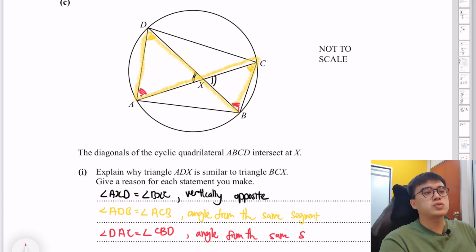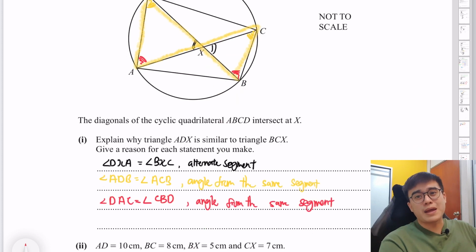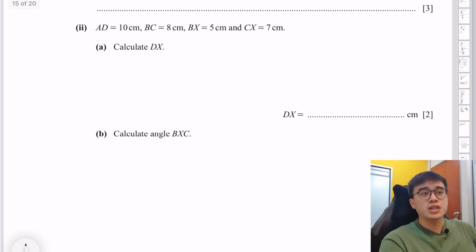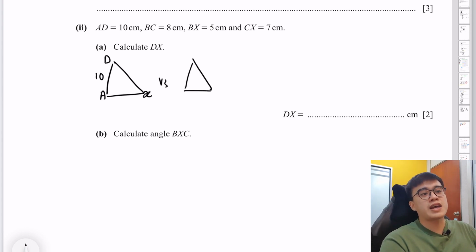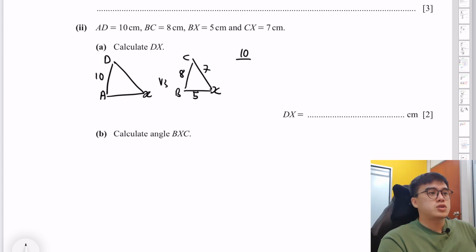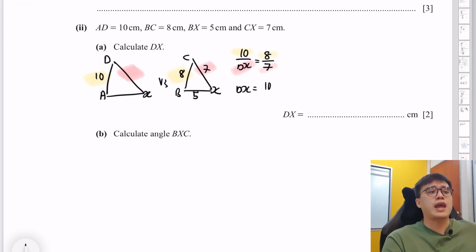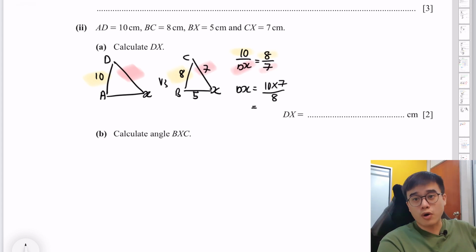So for part 2, they are using the mathematically similar calculation. For easier calculation, I will always draw it out over here. So we have DAX, then I labeled the 10, comparing to CBX with the 8, 7, and 5 given by the question. So 10 over DX equals 8 over 7. When I shift it, I get 10 times 7 divided by 8. Your final result should be 8.75.